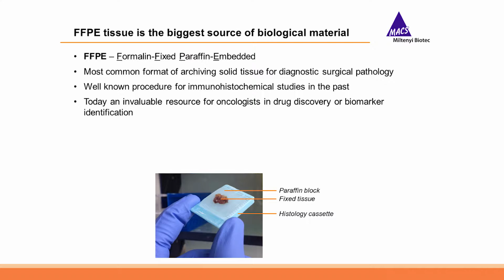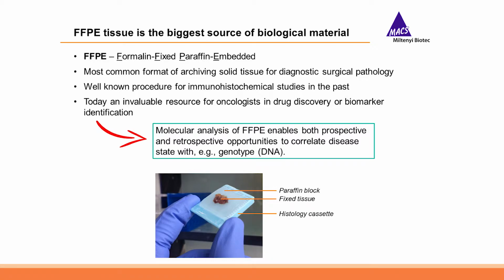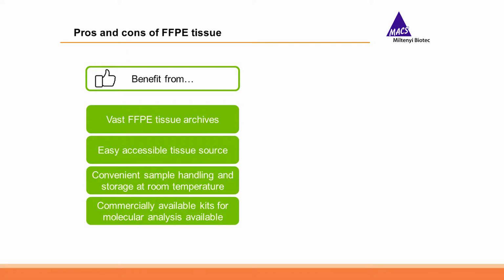it becomes an invaluable resource for oncologists in drug discovery or biomarker identification, because FFPE tissue is simply the biggest source of biological material. So this material allows researchers to correlate a disease state, for example, with the genotype. But when you are working with FFPE tissue, there are some pros and cons you have to consider.